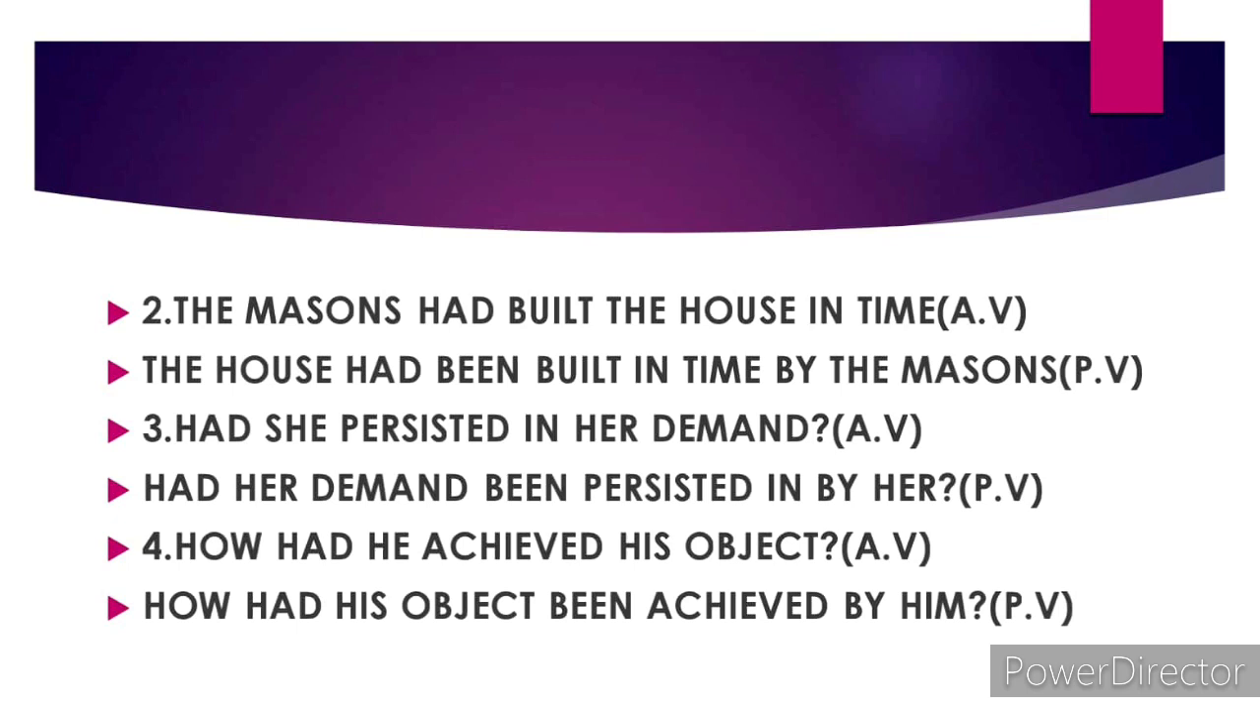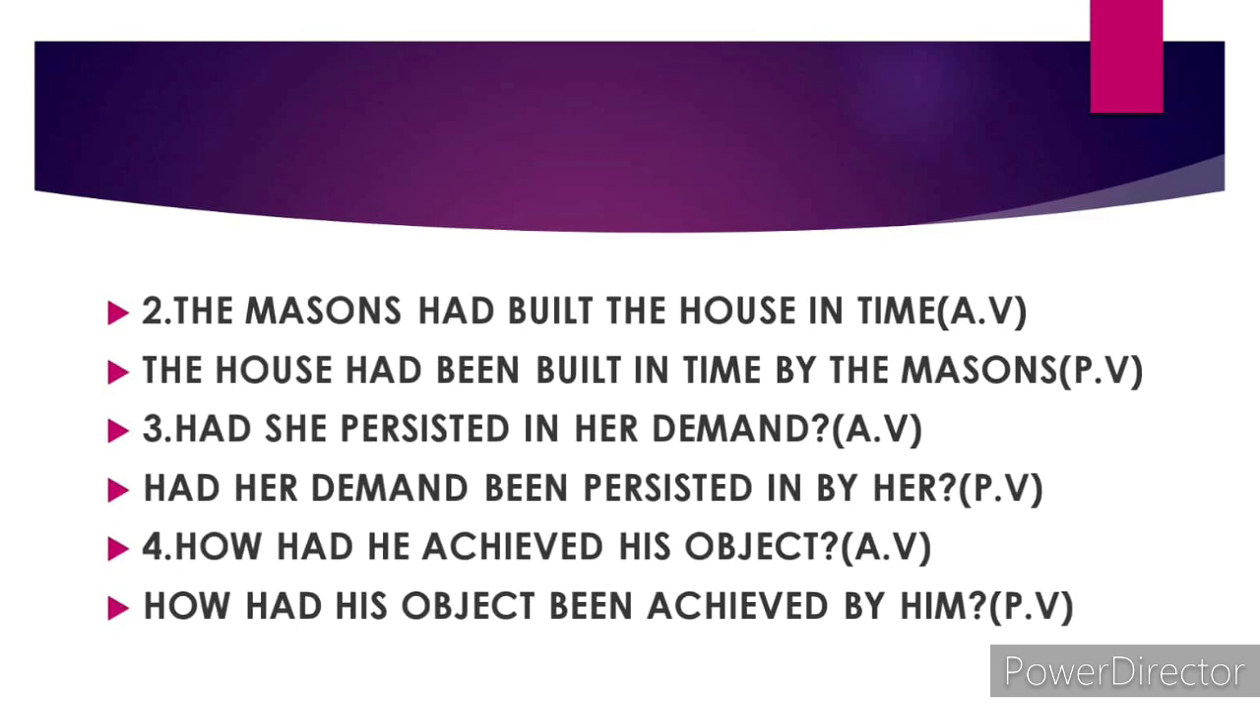had plus v3, had build, plus the house is the object. The house had been built, had plus been plus built is the v3, in time, by is the preposition, the masons. The masons is the subject will become object. The house had been built in time by the masons. It's a passive voice.